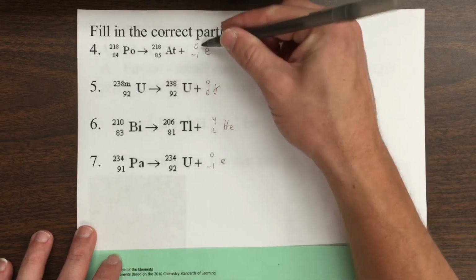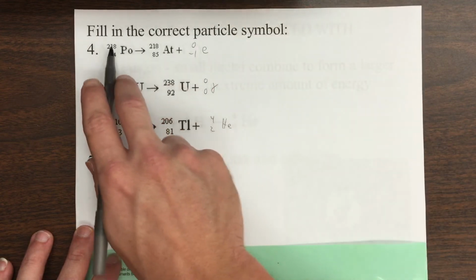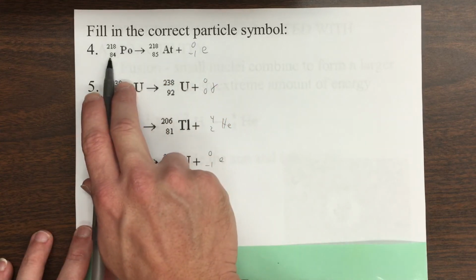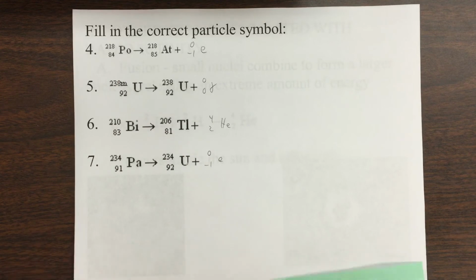Remember, masses on the right side equal masses on the left. The sum of atomic numbers on the right equals the atomic number on the left. Basic algebra here.